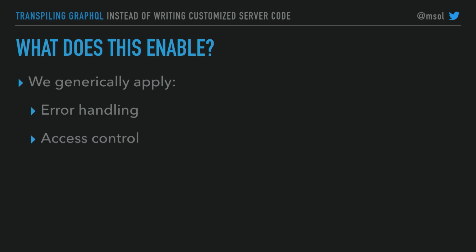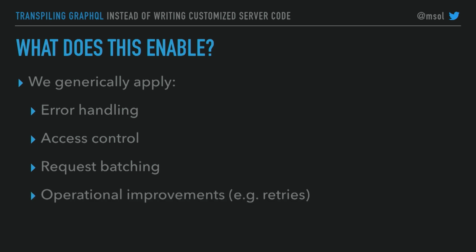We can also generate access control, another thing we can't forget about. And it's not obvious from these examples, but we can also generate code that handles batches of requests. So in this example, if you wanted to look up a whole list of tweets, we could ask for all of the tweets in a single request instead of many. Lastly, it's also easy to add new operational improvements generically in this model. Maybe we could add some retries or something like that.